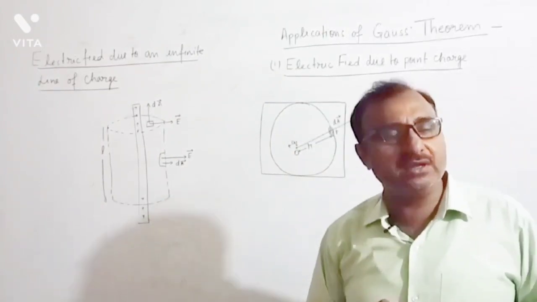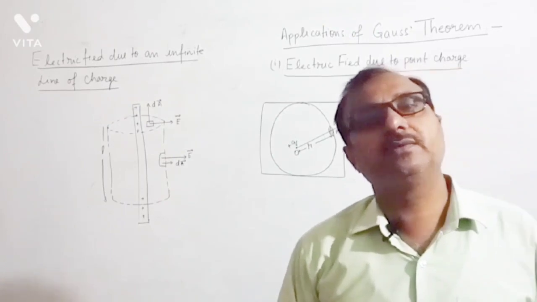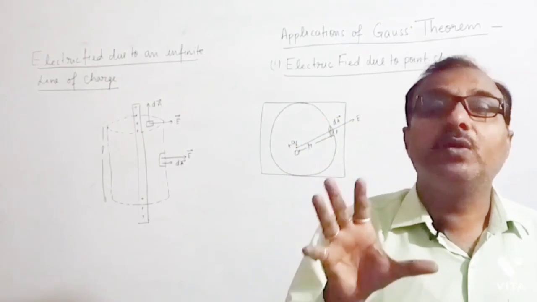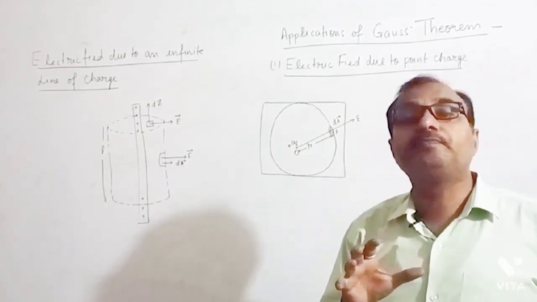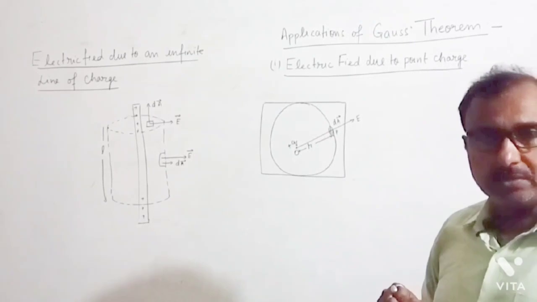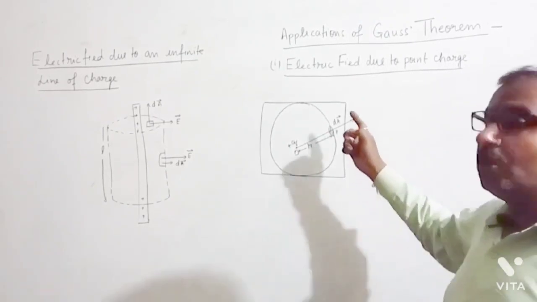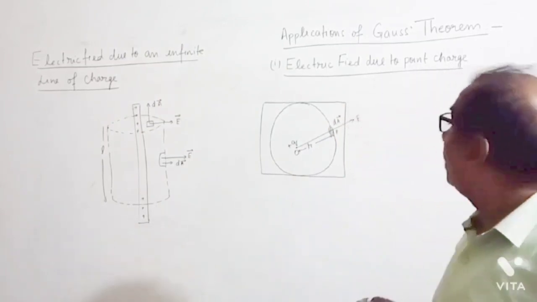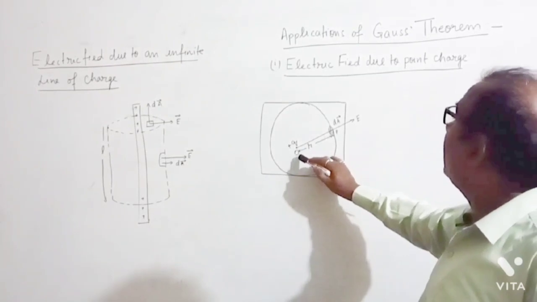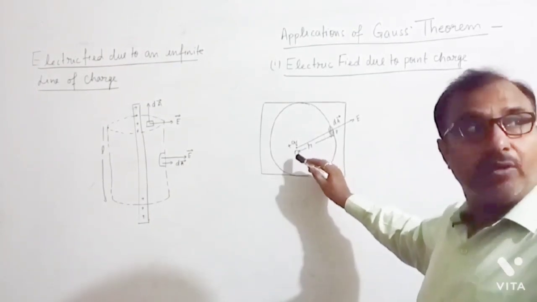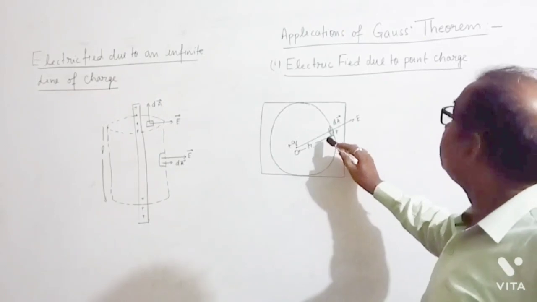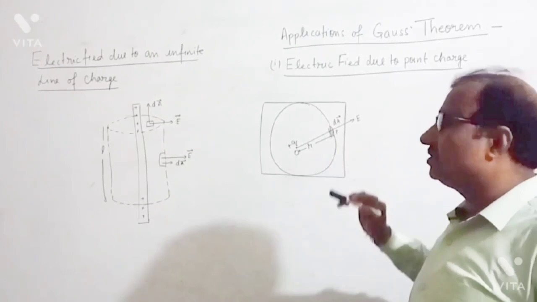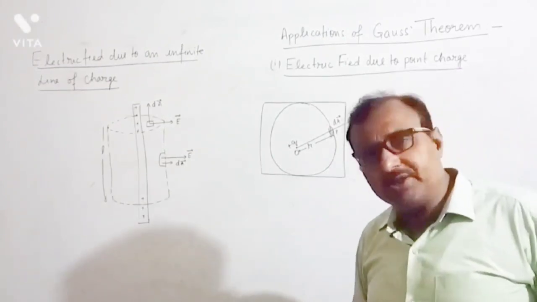Now the question arises: what is a Gaussian surface? Any imaginary three-dimensional surface which you take to find out electric flux is known as a Gaussian surface. It is an imaginary surface. You have to find out the electric field at point P due to charge Q, which is at small r distance.